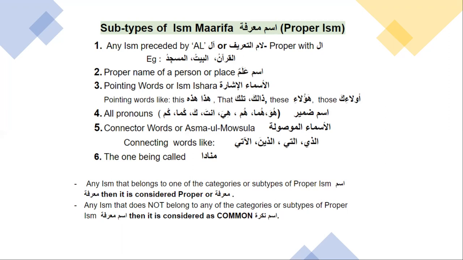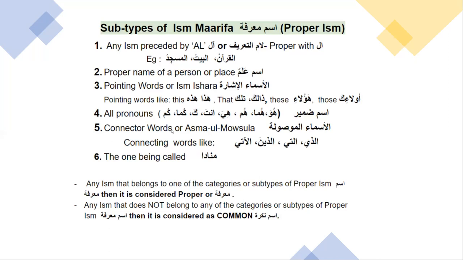So far we learned three subtypes, or three categories, of ism marfa. Now the fourth one: all pronouns are also ism marfa. In Arabic it's called ism zamir, and the plural is zamair. For example, huwa, huma, hum, hiya, huma, hunna, anta, antuma, antunna. These are detached pronouns, and attached ones are ka, kuma, kum. So attached and detached, both pronouns are ism marfa.